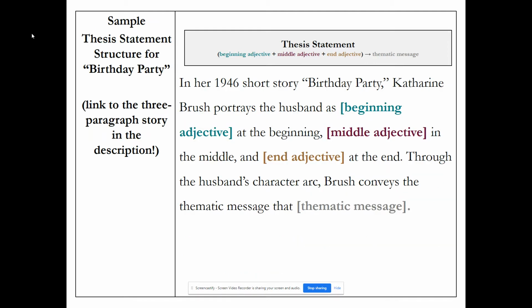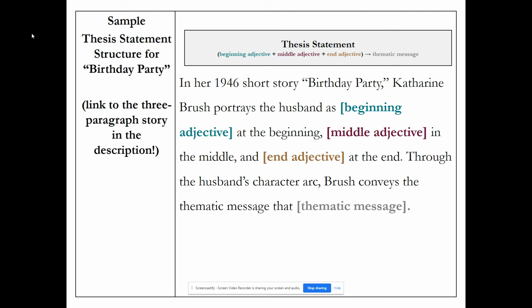So this is the thesis statement. This here is a thesis statement that follows the same structure we saw on the last slide. It is about a short story called Birthday Party. This appeared on the AP English Literature exam a few years ago.